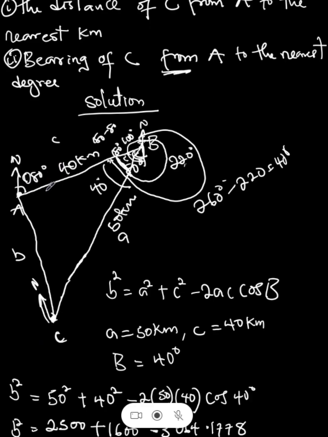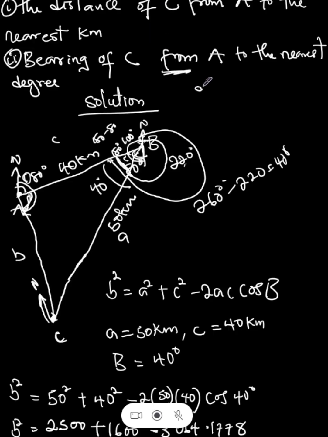Now, the bearing of C from A will start from the North Pole and end on the line C, which is to this point, right? Which means we need to find the bearing from this point to this point. From this point to this point is already 80 degrees, right? Now, we need to find from this point to this point, which is this angle A. To find angle A, we make use of the sine rule, right? So we already have side A.